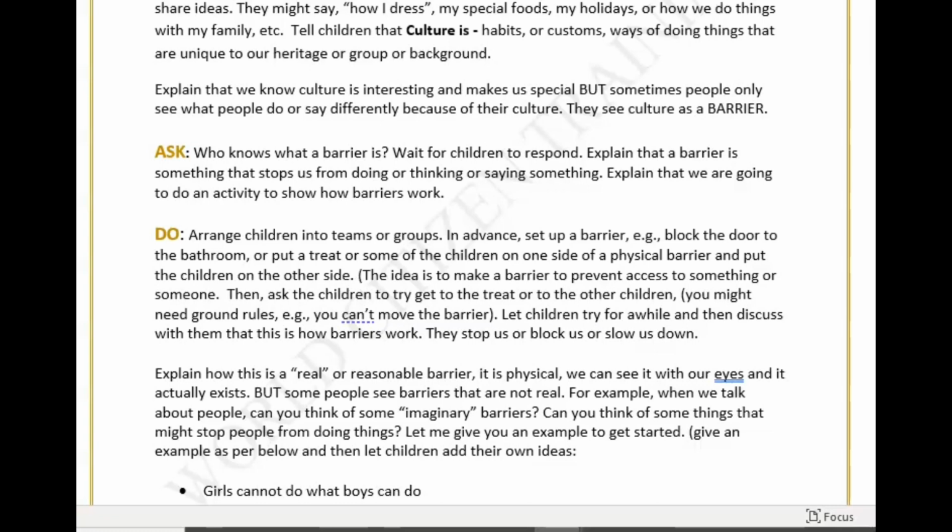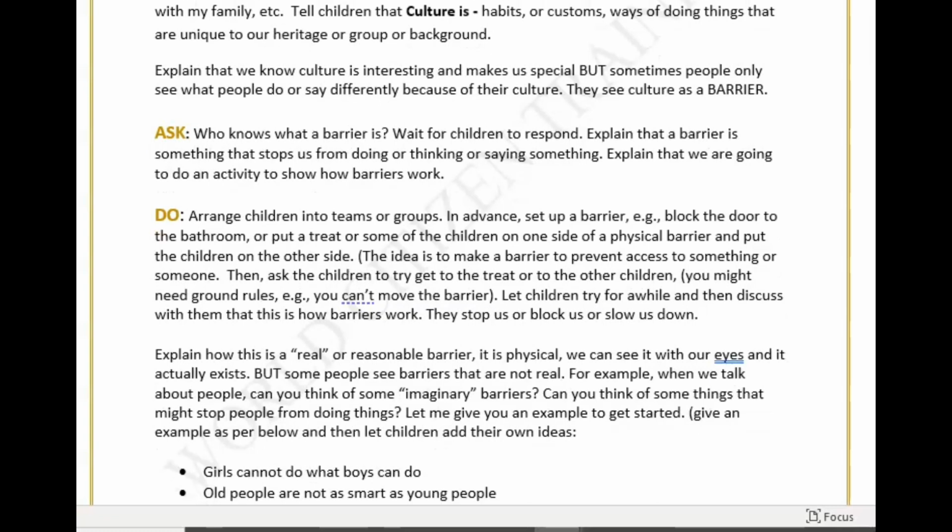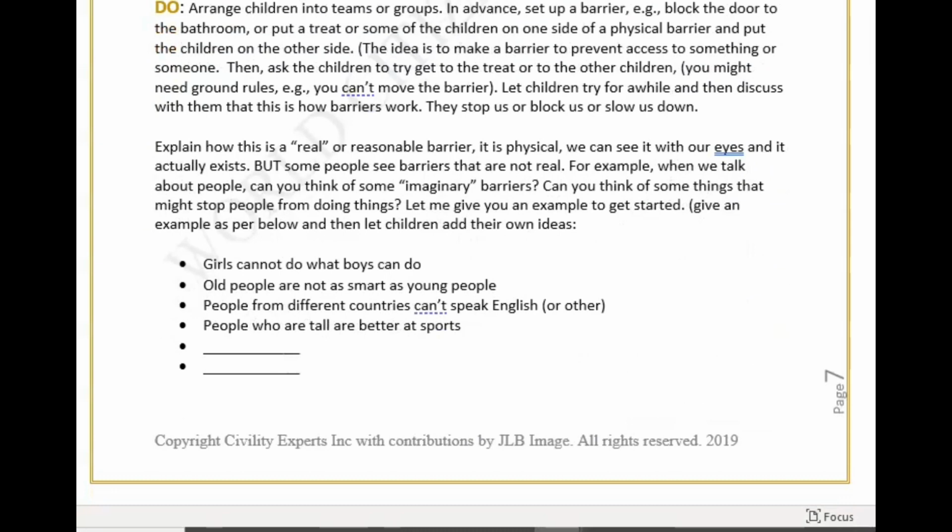So we want children to know that this is a real barrier. It's physical. We can see it with our eyes, and it actually exists. But sometimes there are imaginary barriers, or things that might stop us from doing things because we have in our head that something is a barrier, but it's actually not. So then we're going to give some examples, and we'll let children add their own ideas.